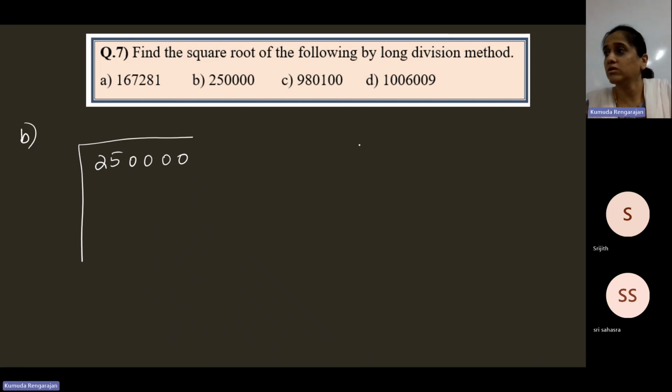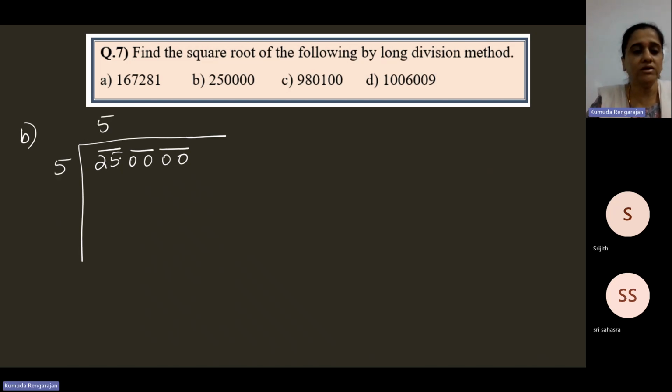Yeah, we're going to do that now. Listen to me. You'll have to pair the digits from behind, backwards: 0, 0, 0, 0, 2, 5. So we have 3 pairs exactly. We'll take the first pair, 25. 5 fives are 25. The remainder is 0. The next pair comes down.